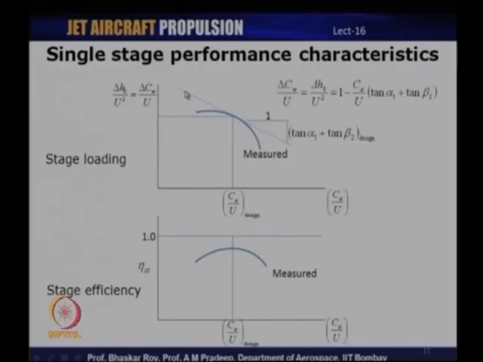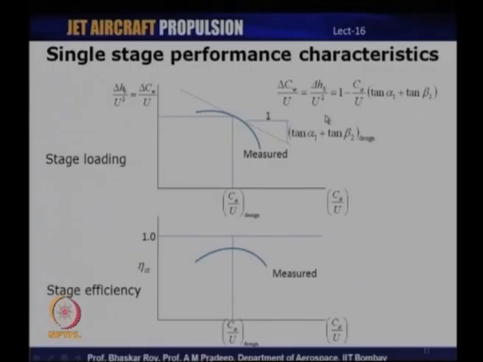And if we were to draw a tangent at this point where C A by u is given by this point, the slope of that is basically given by tan alpha 1 plus tan beta 2 corresponding to the design condition. So, the slope of this line basically is what is given here by tan alpha 1 plus tan beta 2 corresponding to the design condition.